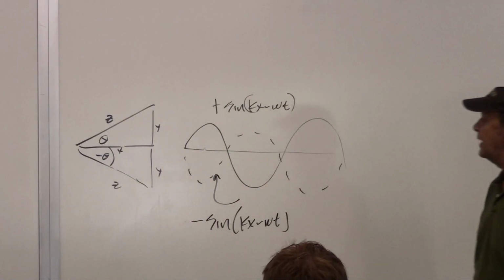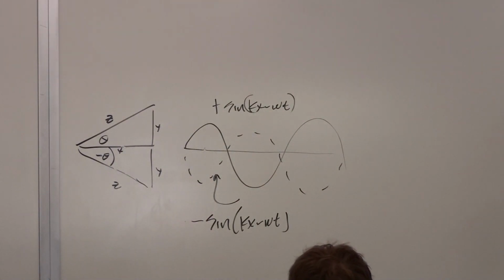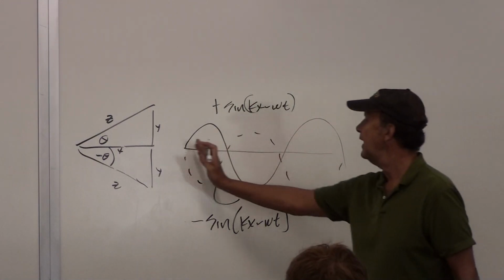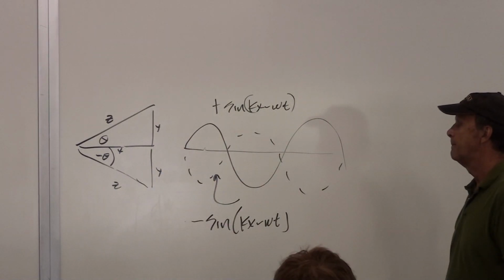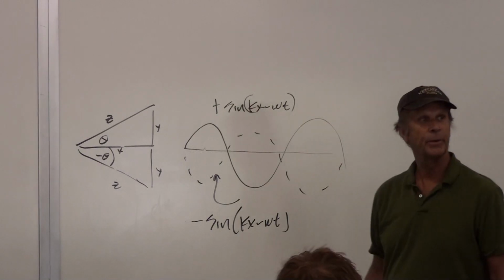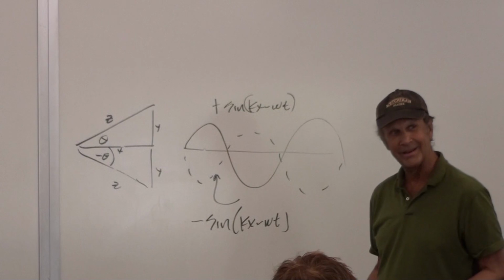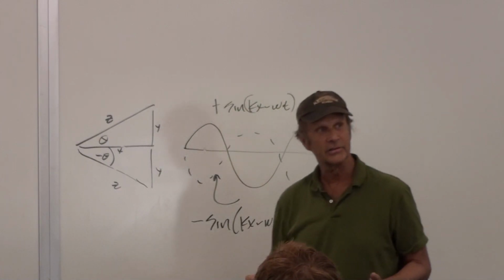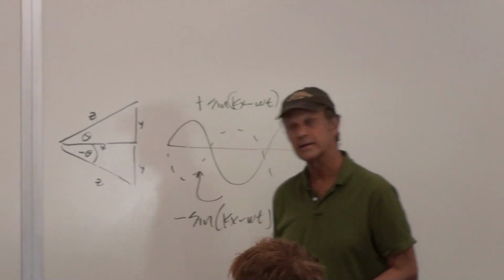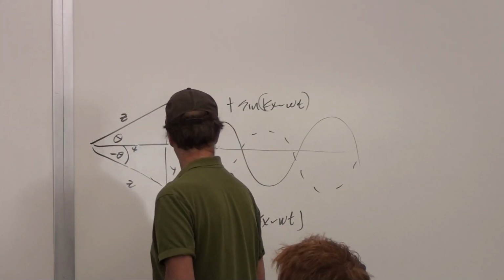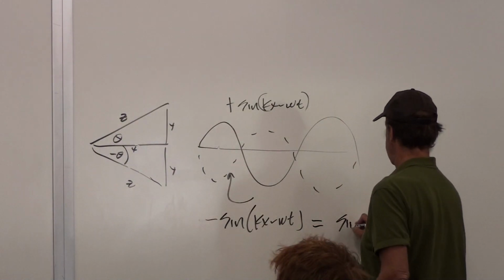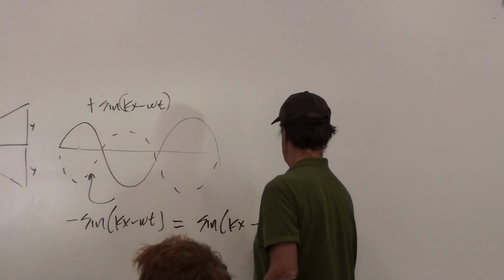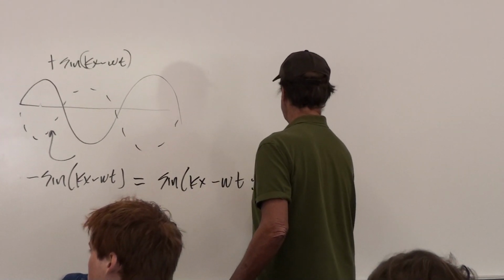So can we write this as a positive sine function that's phase shifted? Yes, we can. How much do we need to shift this by so that it looks like a positive sine function? Pi. Either pi or minus pi. And so sometimes that gets tricky. Which way do you go with it? It depends on the initial conditions of the problem. Either one would be correct if all that we're trying to do is find the correspondence between these. So we could rewrite this then as the sine of kx minus omega t plus or minus pi.